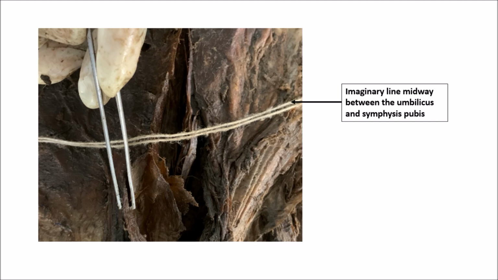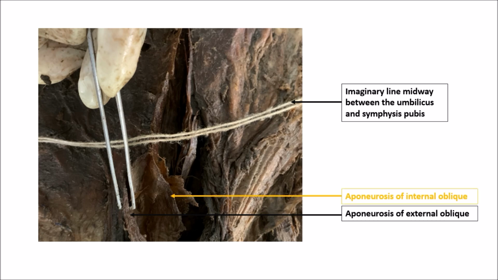Here we see the formation of the anterior wall of the rectus sheath below this imaginary line. It is formed by the aponeurosis of the external oblique, the aponeurosis of the internal oblique, and the aponeurosis of the transversus abdominis. Together they form this anterior layer below the imaginary line.